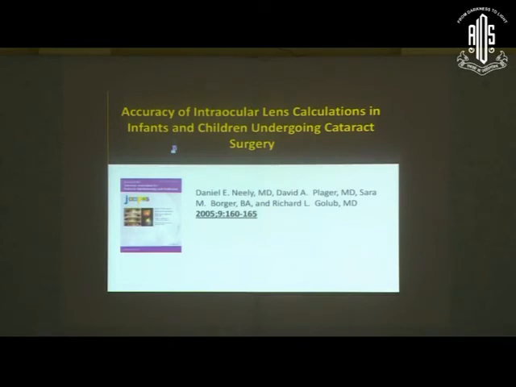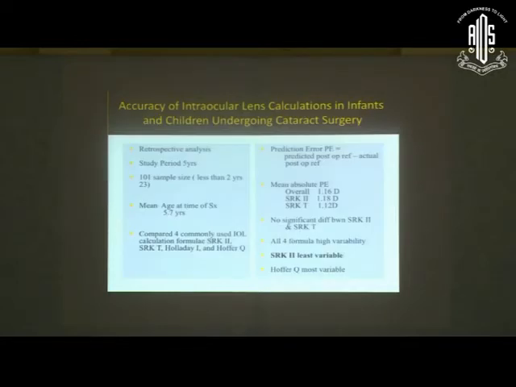I will be discussing 4 important studies which were conducted in pediatric eyes regarding the accuracy of IOL power calculation formulae in children. The first one was by Neely in 2005, published in JPOS. It was a retrospective analysis, a 5-year study period with a sample size of 101. The mean age at the time of surgery was around 5.7 years, and it compared the 4 commonly used IOL calculations.